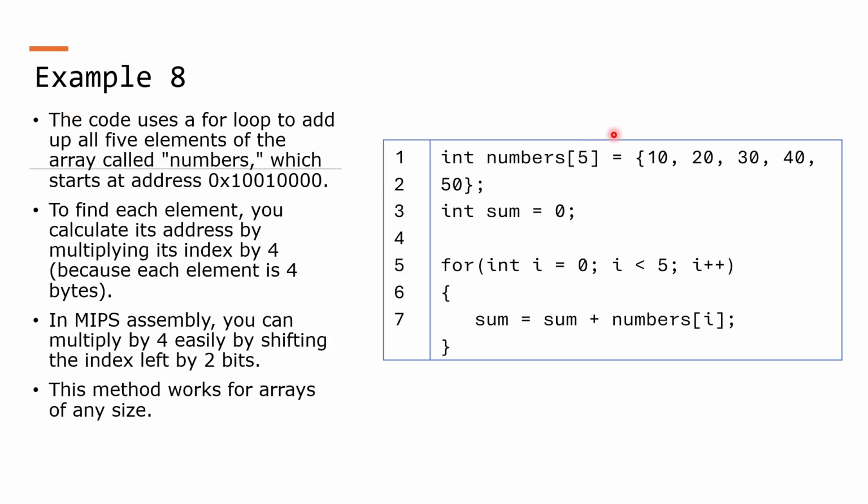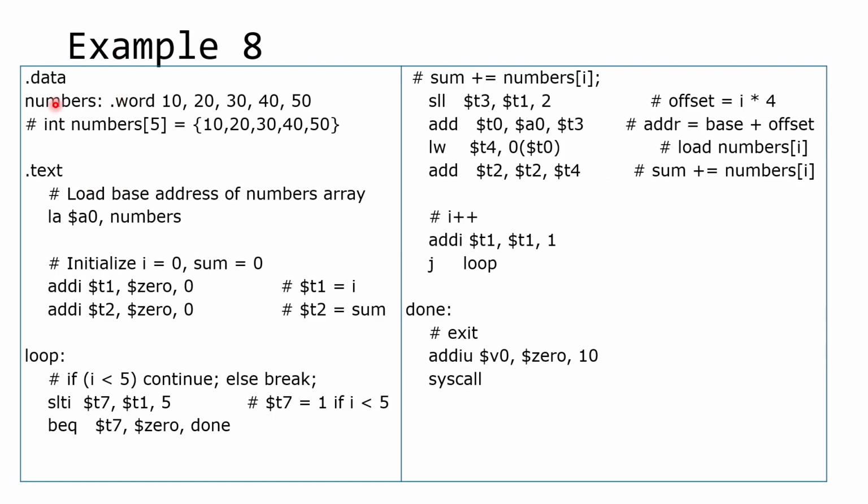For the declaration of the integer array of 5, we declare under .data, numbers .word 10, 20, 30, 40, and 50. So this is equivalent to the C++ code like this, in the comment here that I have copied.